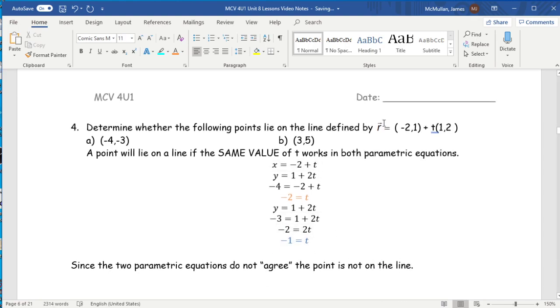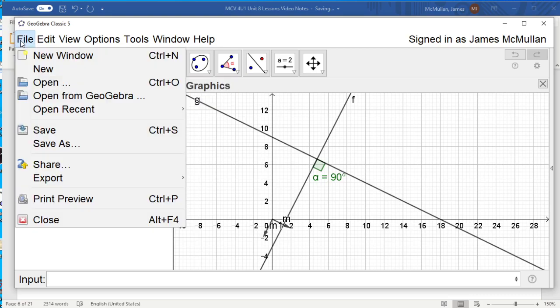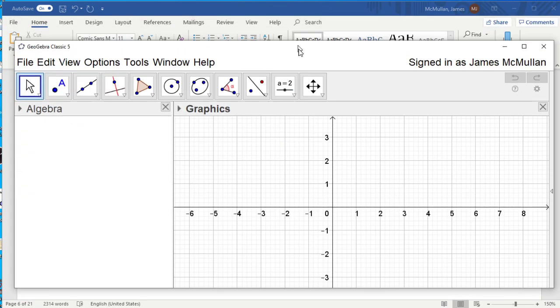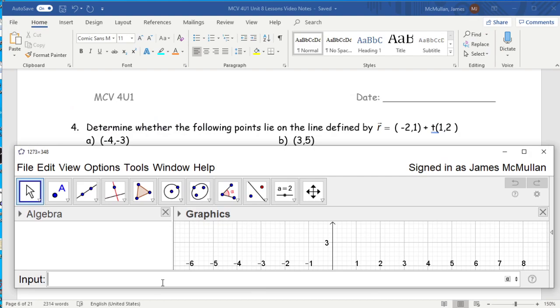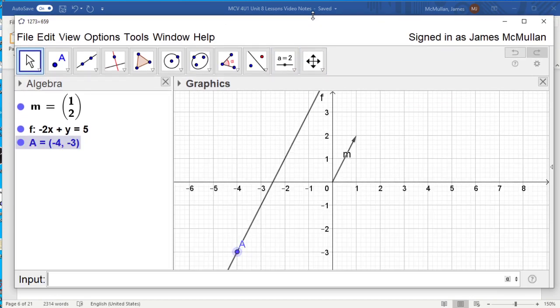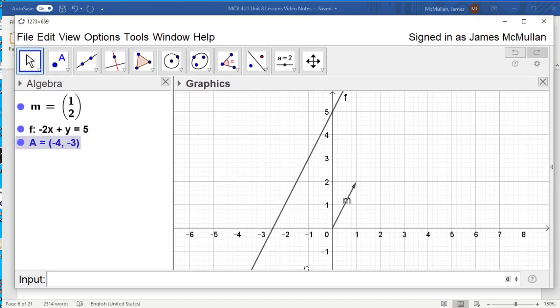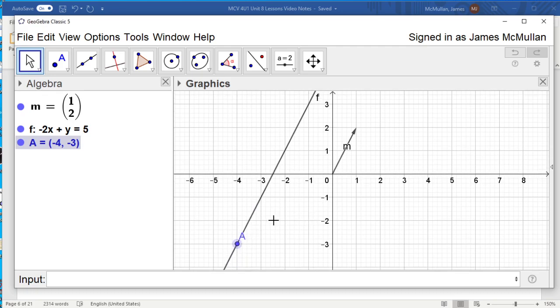Okay, again, let's do a quick demonstration. To draw this line, I need the point, so negative 2, 1. Okay, so m is 1, 2. And then I need a line that joins the point negative 2, 1 with that vector. Okay, and then the question was, is negative 4, negative 3 on that line? It is. So that would tell you that what I did was wrong.